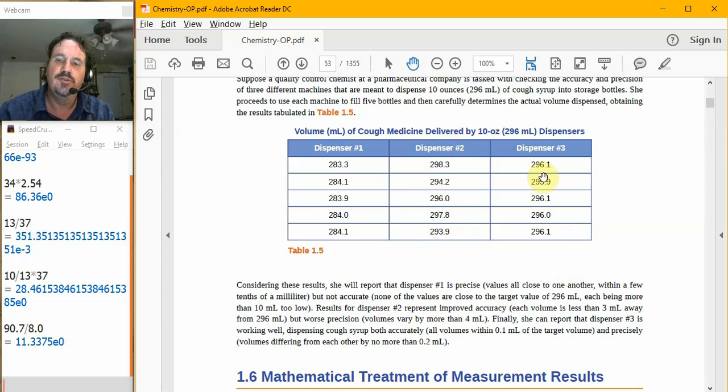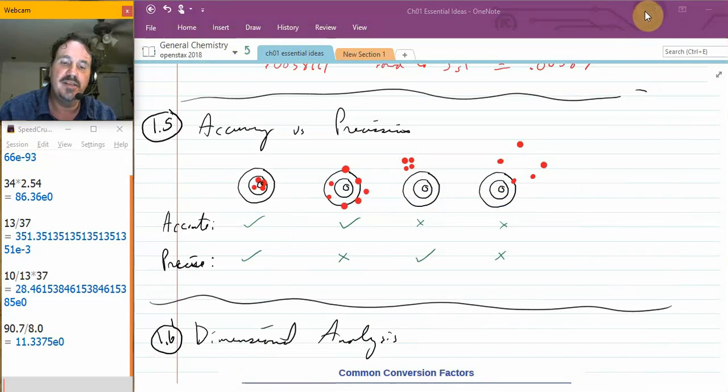Dispenser number 3, 296, 295, 296, 296, 296, very precise and right on, very accurate as well. So again, that might be the ideal sort of case that we would want to get. Okay, so accuracy and precision. There is a difference. Make sure you know it.